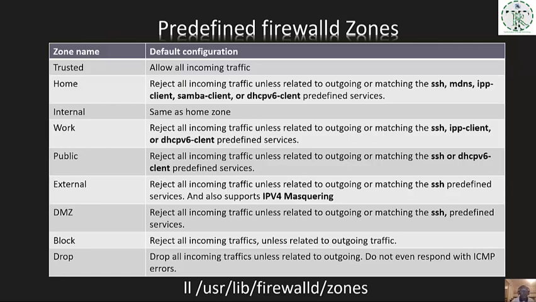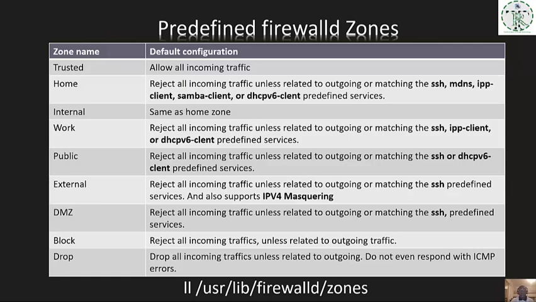First of all, we have the trusted zone. When an interface is placed in a trusted zone, it means it is bound to allow all incoming traffic. It doesn't drop any packet. And then we'll talk about the home zone. It rejects all incoming traffic unless related to outgoing or matching the secure shell, DHCP version 6 client, the Samba client, and etc.